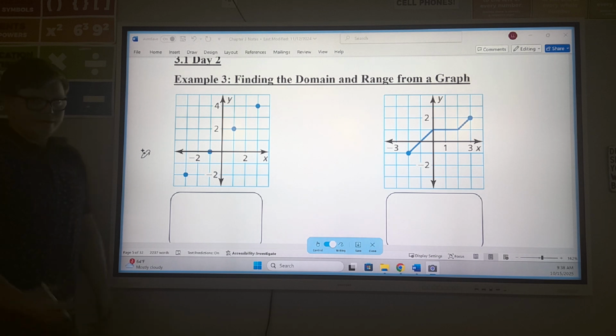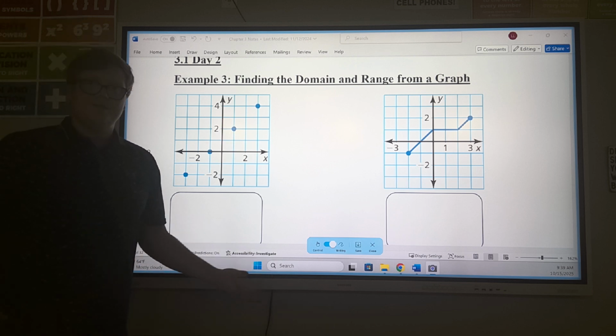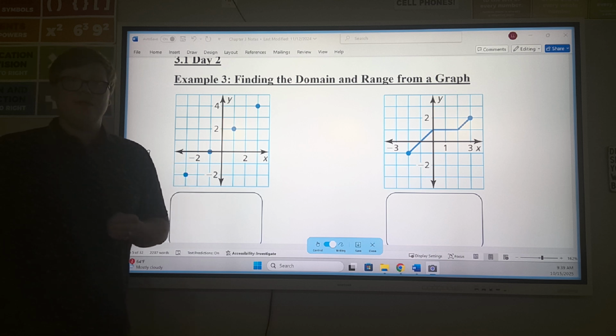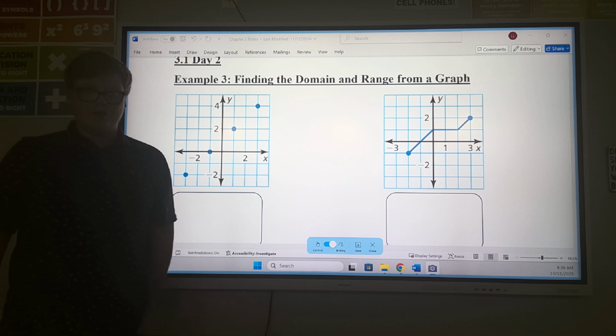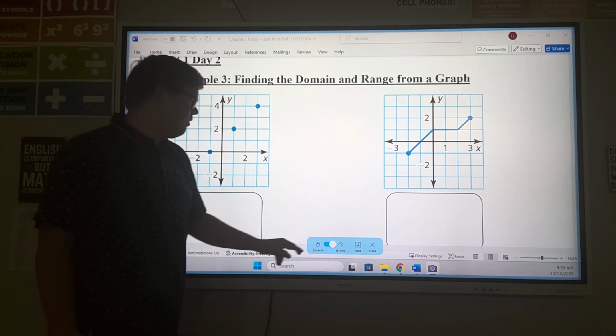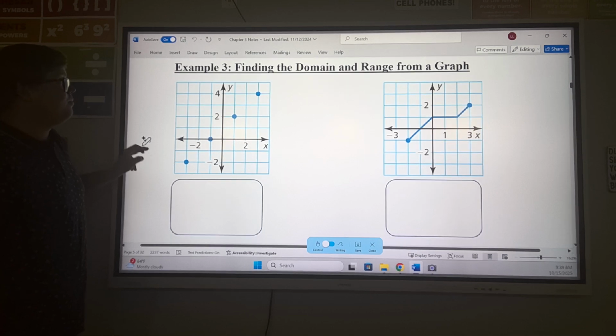Okay, so this is day 2 of our 3.1 notes. Today we'll be talking about domain and range. Yesterday we talked about what domain is and what range is, so if you don't remember what the definitions of those are, go ahead and watch the previous lecture or look at the notes that we've done in class. So, today we know that domain is going to be all of the possible input values and range is going to be all the possible output values.